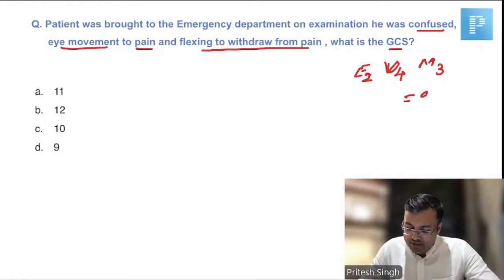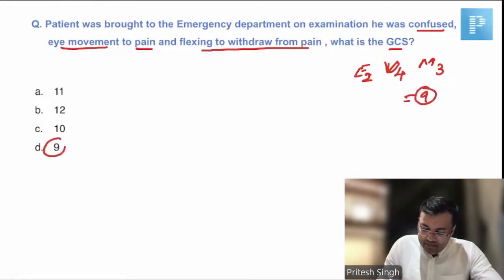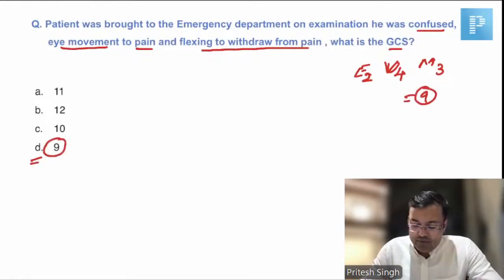So what is the score? It's 9. So correct answer is 9. Clear? So here, what is the GCS? GCS is 9. Clear, guys?